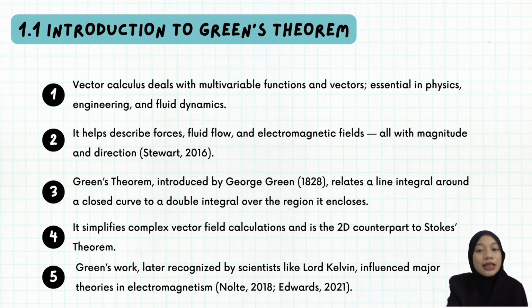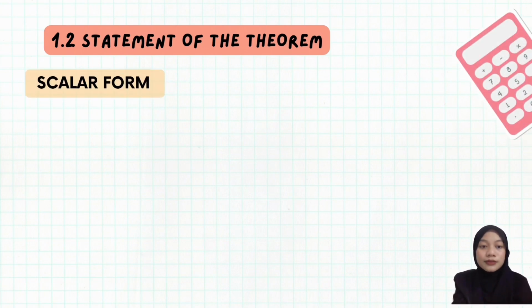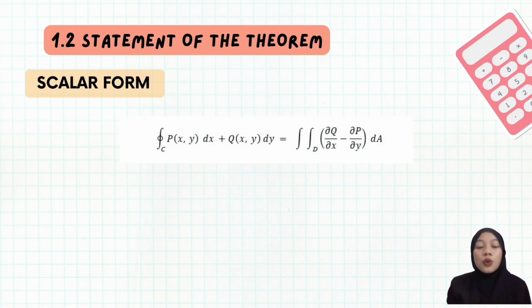So next, let's go to the statement of the theorem. We divide it into two forms, which are scalar form and vector form. The scalar form of Green's theorem is used when we are working with two scalar functions, P and Q, that depend on the variables x and y. Let C be a positively oriented, simple closed curve, and let D be the region enclosed by C. If P and Q are continuously differentiable functions, then the theorem is written as below.